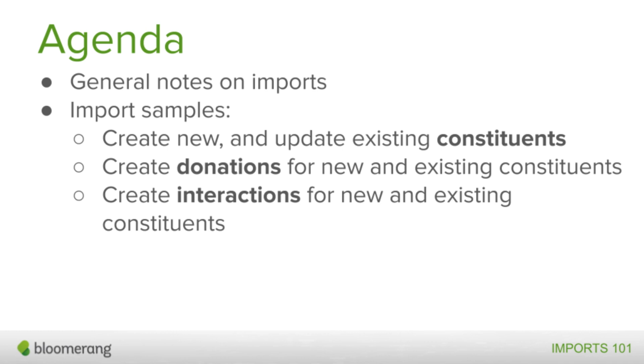We'll also take a look at creating donations for new and existing constituents, as well as creating interactions for new and existing constituents. There is another type of import that you can do for notes. We won't take a look at that today, but when we get to the import screen, I'll show you where to do that as well. The process is going to be very similar for different types of imports that you can do in Bloomerang. The required fields are just going to be different, and we'll talk about that as we go through the import.